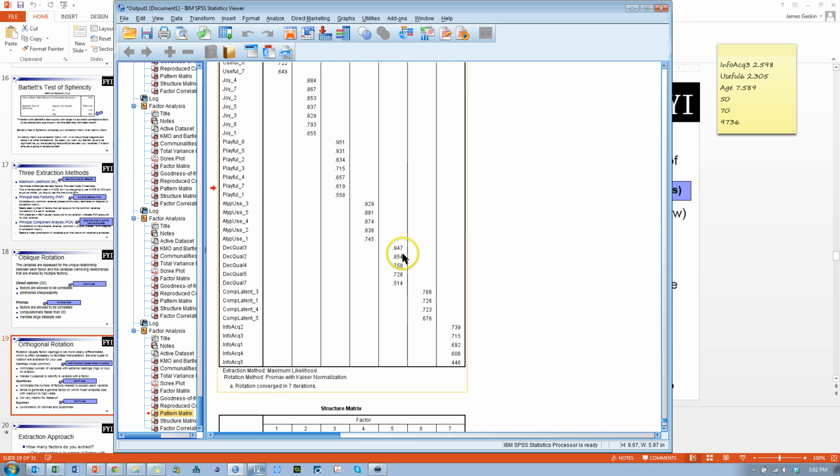Decision quality. Hey, looking pretty good. And notice there's nothing below 0.5. There was when we did it with just the 2, but now it's bumped up. Info acquisition, looking much better. Number 5 is borderline. I'm going to try removing it and see if it helps. If it doesn't, I'll put it back in. So that's number 5, info acq 5.